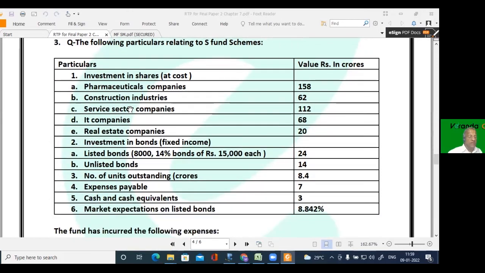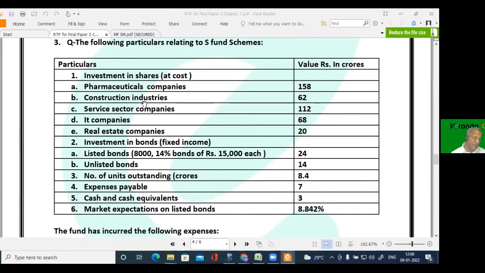The following particulars relate to Yes Fund schemes. Investments at cost: pharmaceutical companies 158, construction companies 62, service sector companies 112, IT companies 68. Real estate companies 20. Investment in bond fixed income: listed bonds 8,000, 14% bonds of 15,000 each, 24. Unlisted bonds 14, number of units outstanding 8.4, expenses payable some, cash and cash equivalent 3.